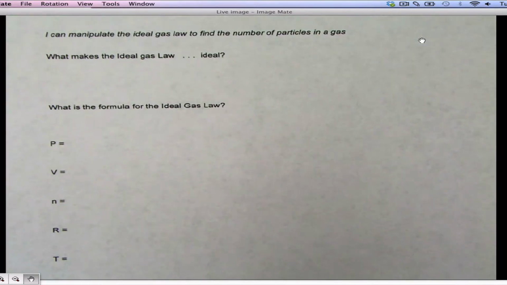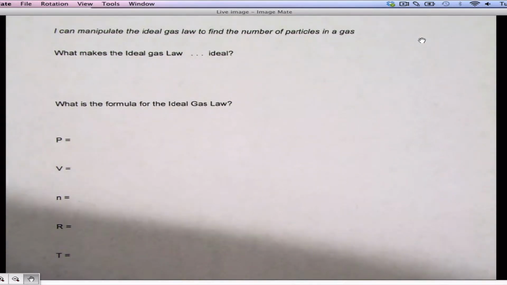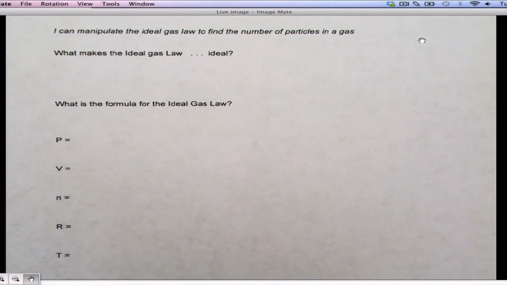All right, here's our last one, talking about the ideal gas law. Now, why is it ideal? Simply because it's under ideal conditions. Under certain conditions, all gases kind of behave the same. I mean, they're not perfect, but they pretty much do behave the same.